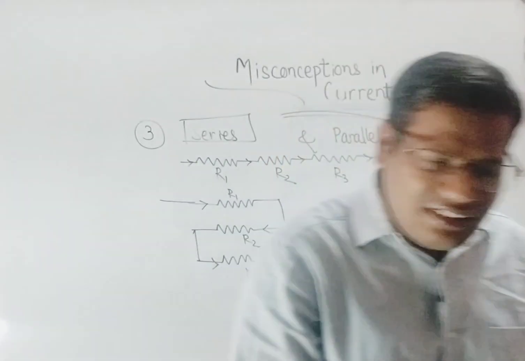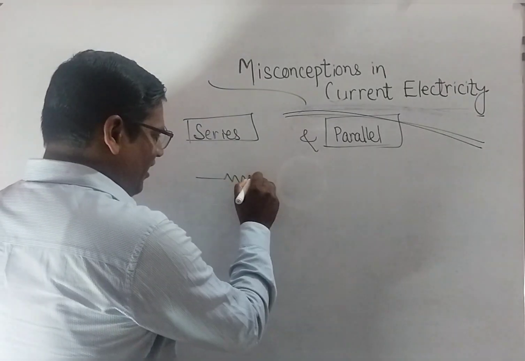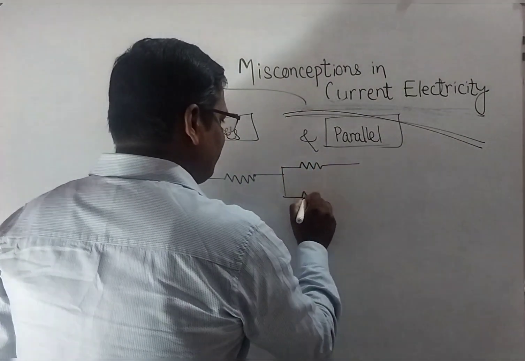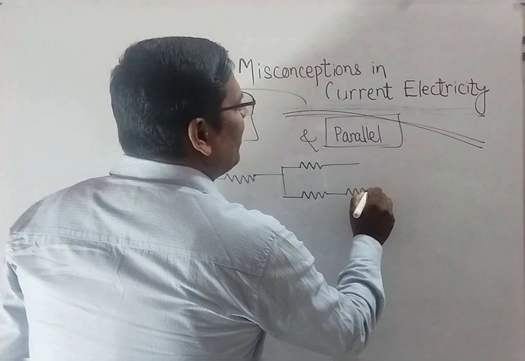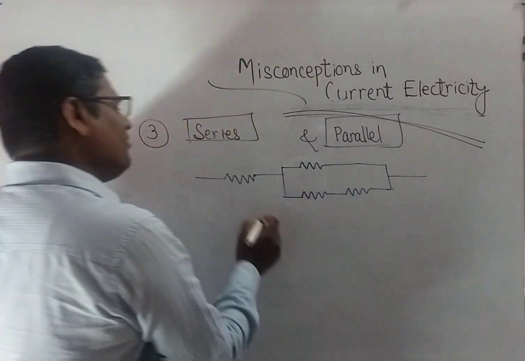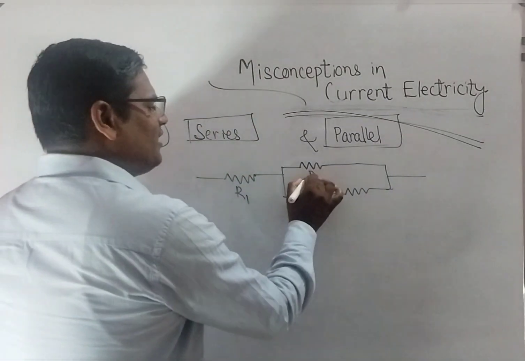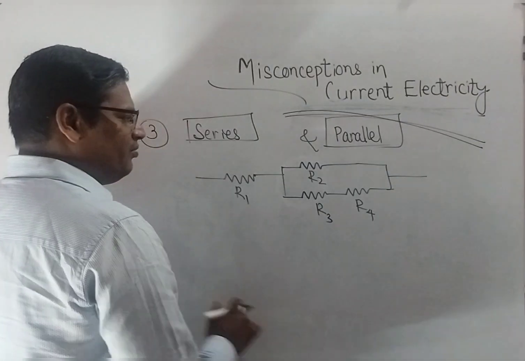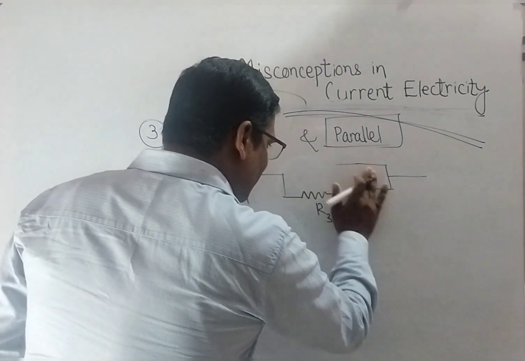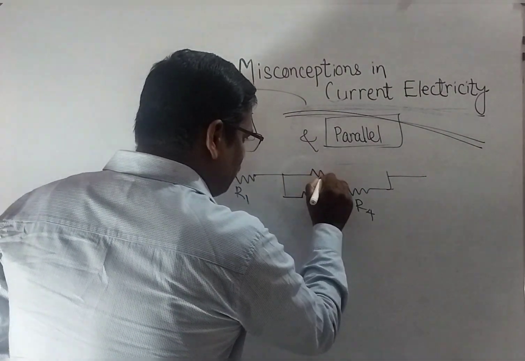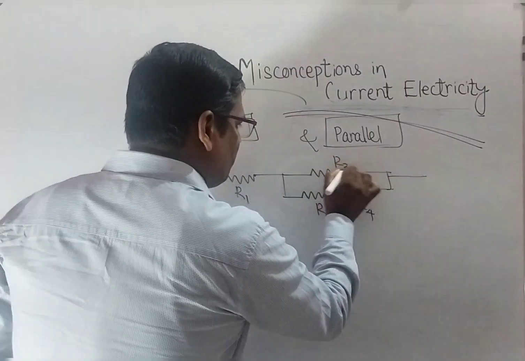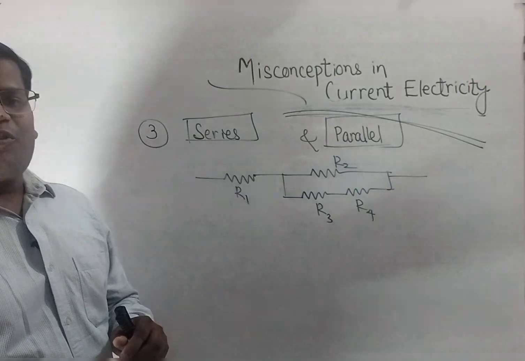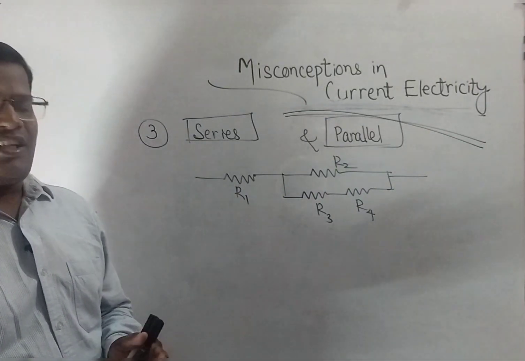I will take one more example. Let's say here is a resistor. Here is another resistor. Here is another resistor, and here is another resistor. Let me name them. This is R1, this is R2, this is R3, and this is R4. Now, let's find out which resistors are in series and which are in parallel.